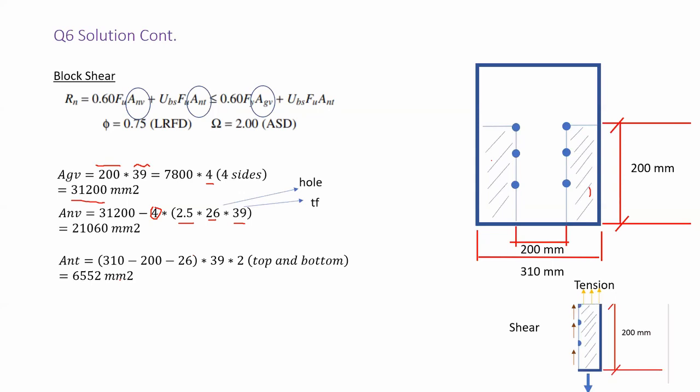So similar to what we had in shear, we have in tension. Now this part is going to be in tension. This part of the member is in tension, in yellow arrows. So if we have to consider this one, we have this in the equation here. You can see 310 minus 200 minus 26. Now what's that? This is basically the distance from here until there.